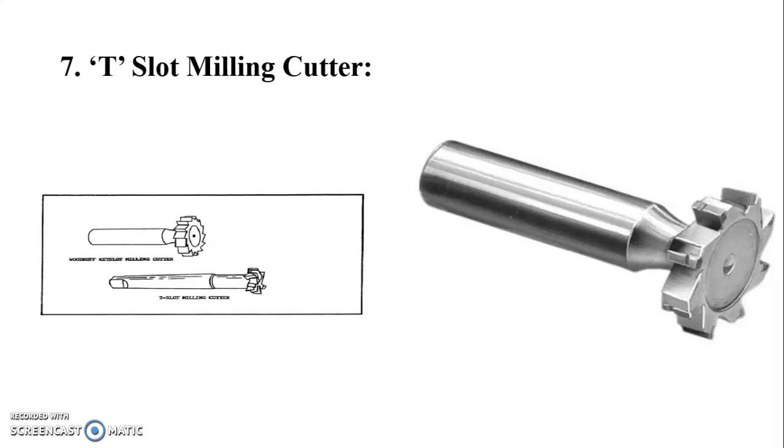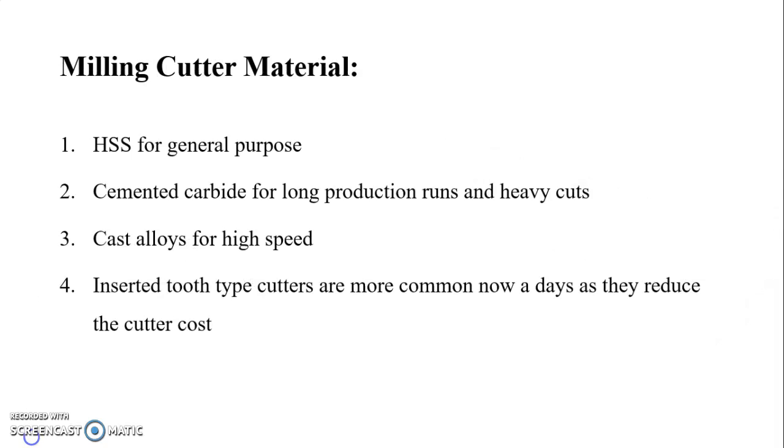on the milling table. So first, a plain slot is cut with the help of a plain milling cutter or with the help of an end milling cutter. Then a T slot is cut with the T-slot milling cutter.